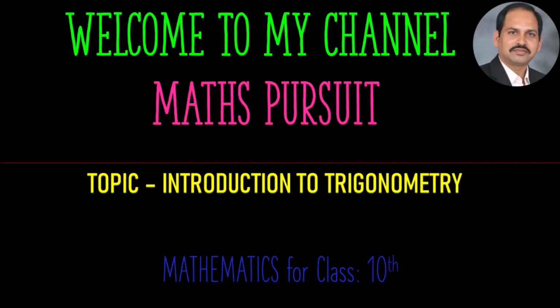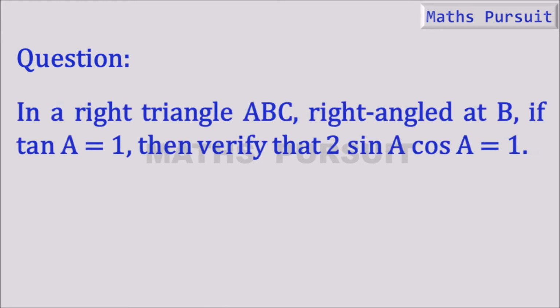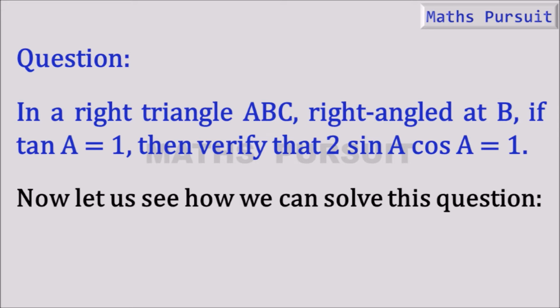Today under the topic Introduction to Trigonometry, let us see what exactly we have in the question. Now moving on to the question, it is given that in a right triangle ABC, right angled at B, if tan A is equal to 1, then verify that 2 sin A cos A is equal to 1. Now let us see how we can solve this question.